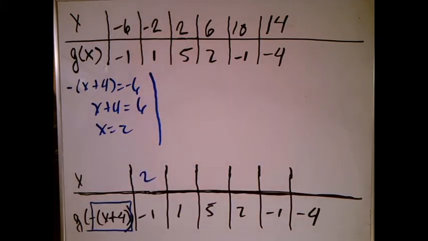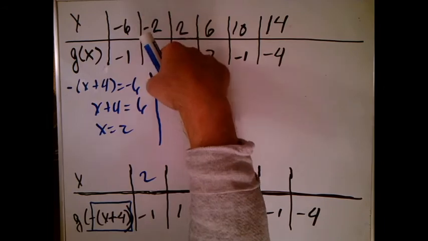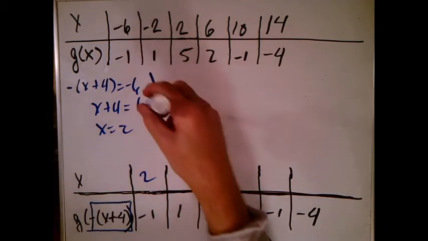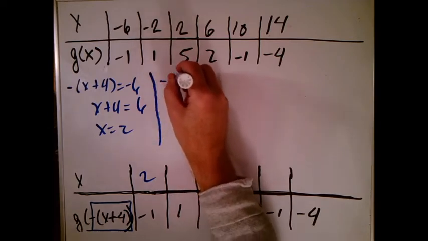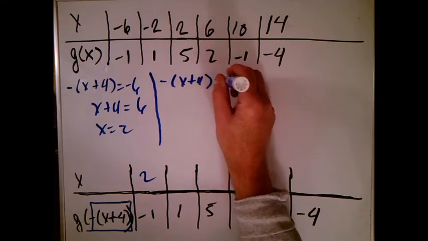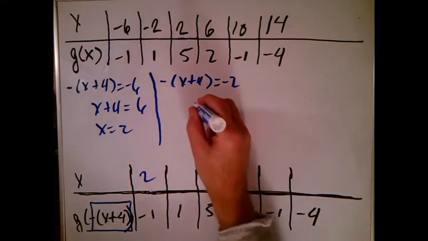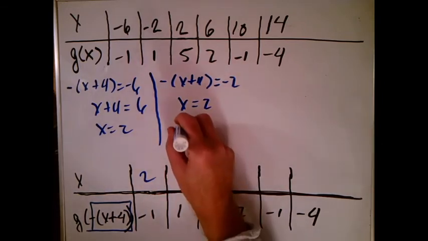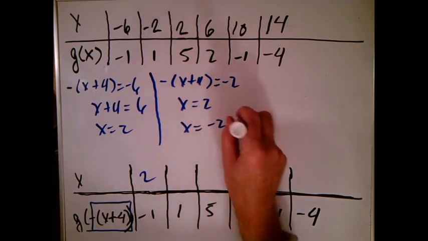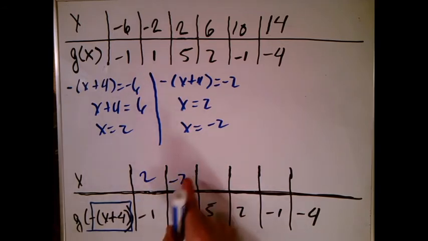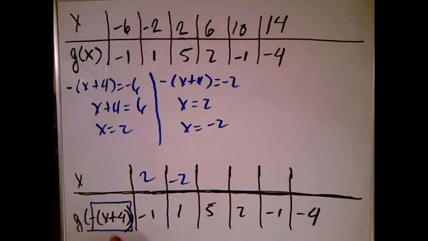The table says that when the blue box is minus 2, the answer is 1. So I'm going to set minus x plus 4, what's in the blue box, equal to minus 2. I change the sign, I subtract 4, and I get minus 2 right there. Now I'm going to check that. When I plug minus 2 in here, I add 4, that's 2. G of minus 2 is 1, so that one works.